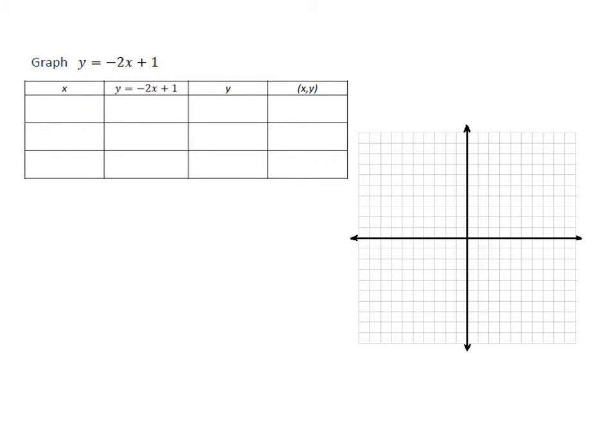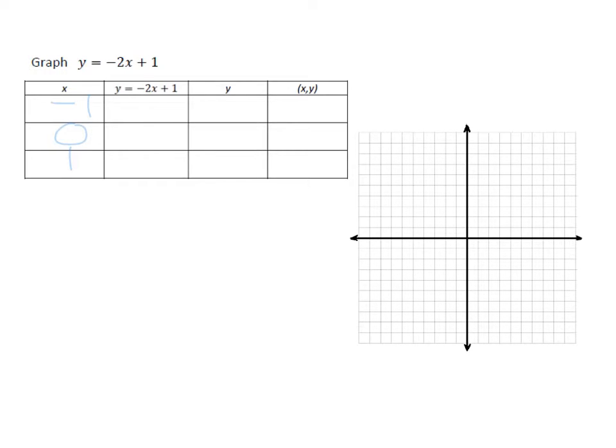So the first thing we need to do in our table is to come up with some x values. Quite honestly, it does not matter what x values you use, but sometimes it's easier to just use easy numbers like 0, 1, 2, 3. And sometimes it's nice to have negative numbers in there as well, and again, easy negative numbers like -1, -2. So what we're going to do for this example is plot the points for -1, 0, and 1.